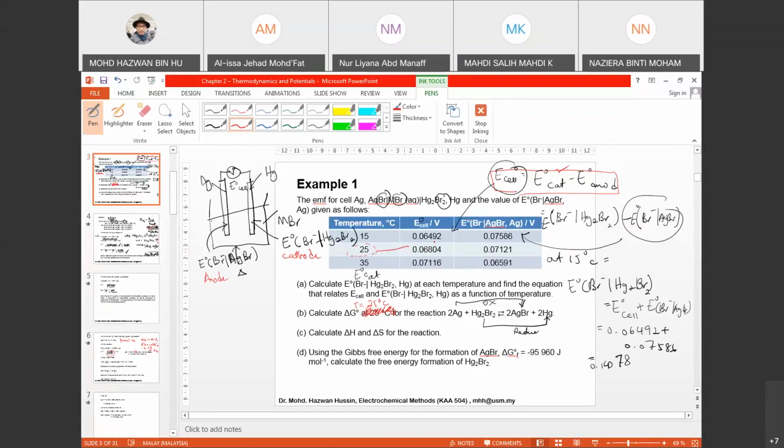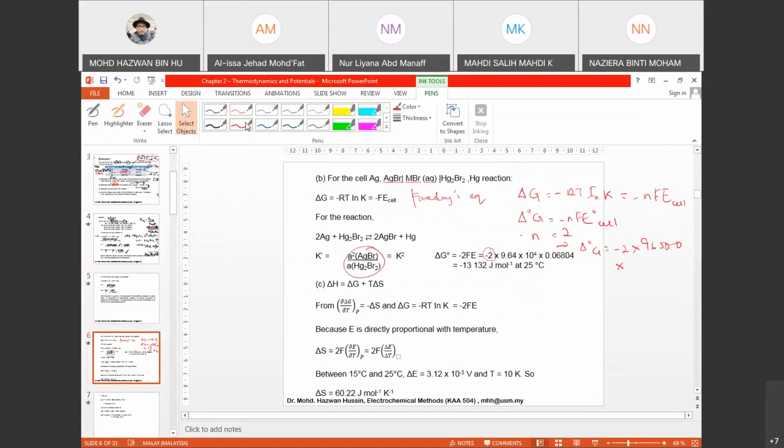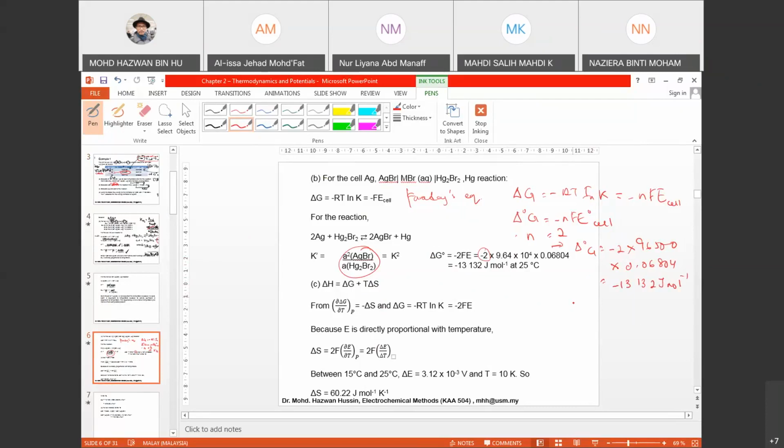What will be the value of E naught? This one. So you take this one, 0.06804. You substitute it, 0.06804, and then you will get the value. It's equal to 13,132 joule per mole. Is it clear to everyone? I think this one is quite straightforward.